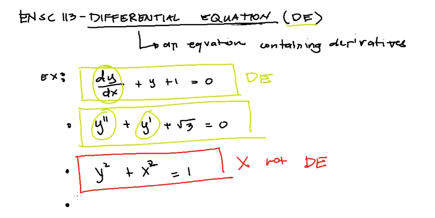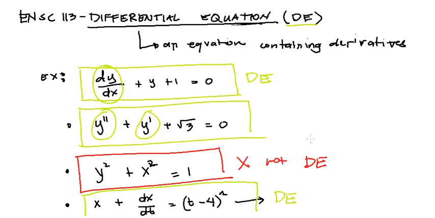Okay, so let's have another example. Say we have x plus dx over dt is equal to (t minus 4) squared. Then this equation here is also a DE because it contains a derivative, dx over dt.